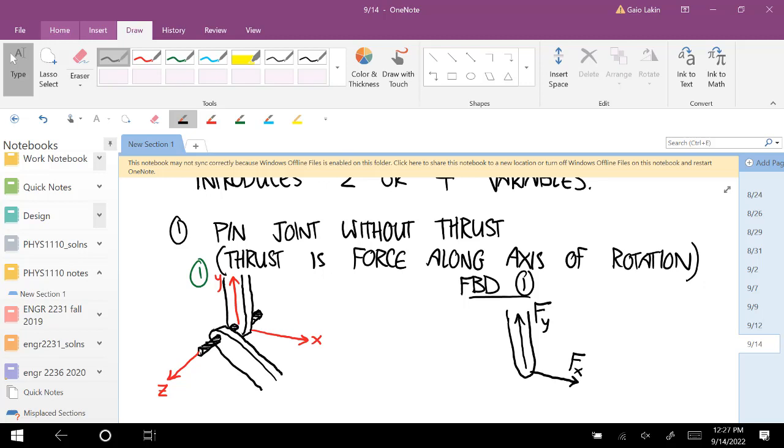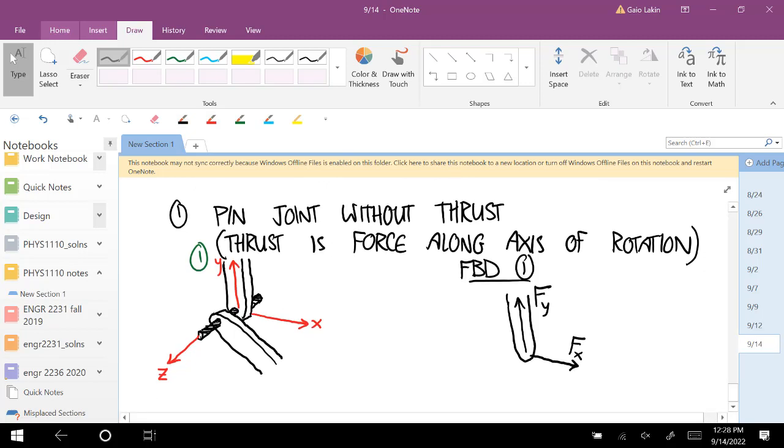Right. So the next one we'll talk about is a pin joint with thrust, and then you'll also have a z component of the force. And in that case, there'd have to be some kind of flange or something on that pin that prevents the motion.